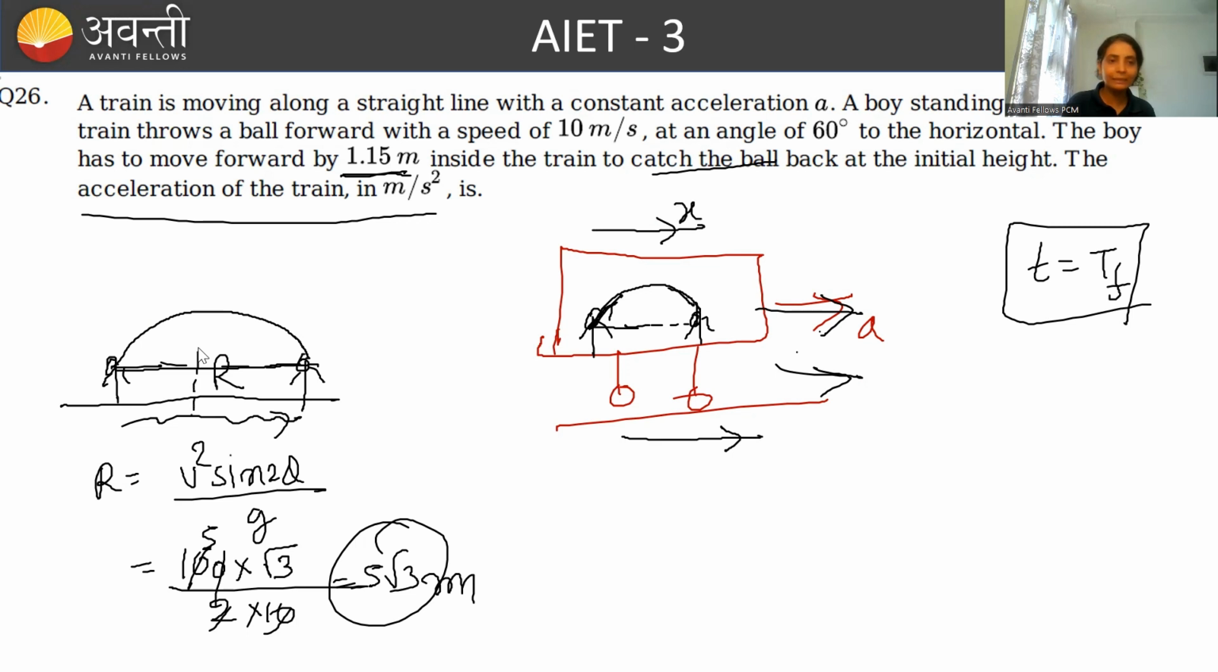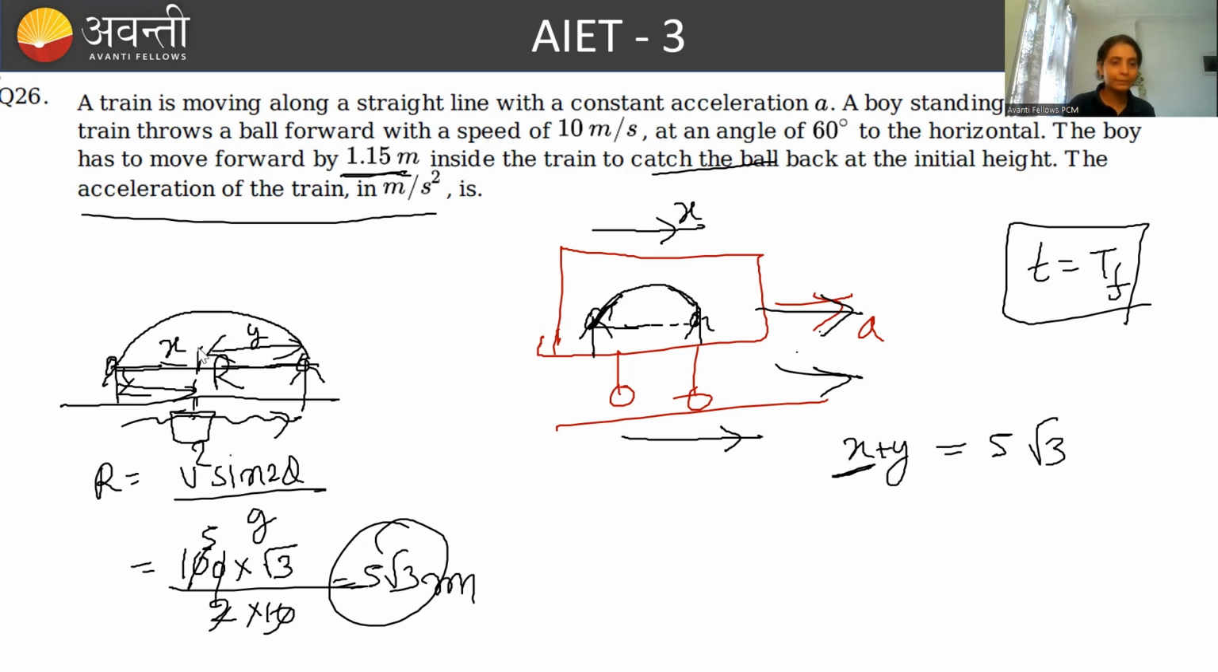So the train helped bring the person up to here. Suppose the train has moved by x distance. So now the person himself needs to move by what distance? By this distance. Okay. Suppose we call it y. So x plus y will be equal to how much? 5 root 3. Are you getting me? What is x? x is the distance moved by the train in time equal to time of flight. What is y? The extra distance traveled by the person to catch the ball. Okay, and that is given in the question, 1.15.